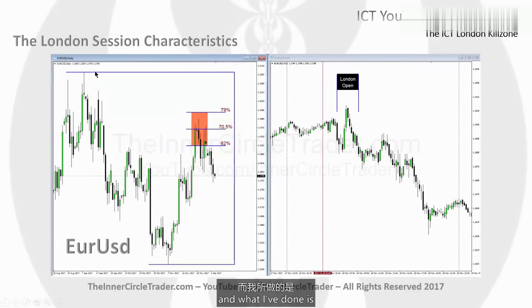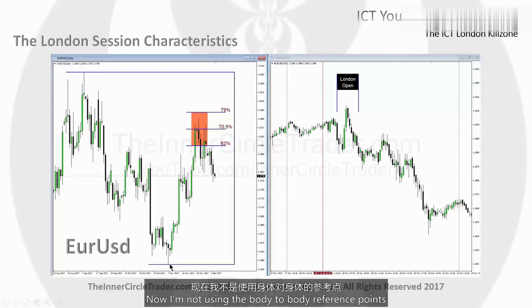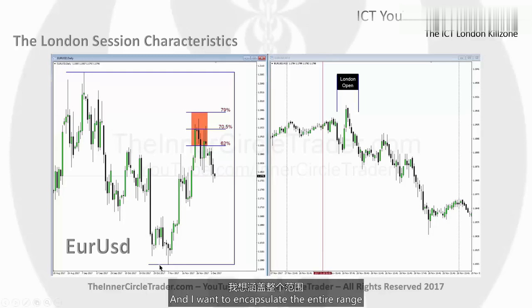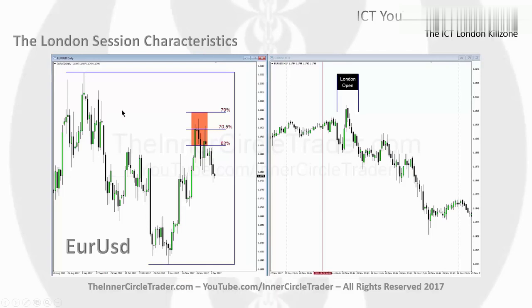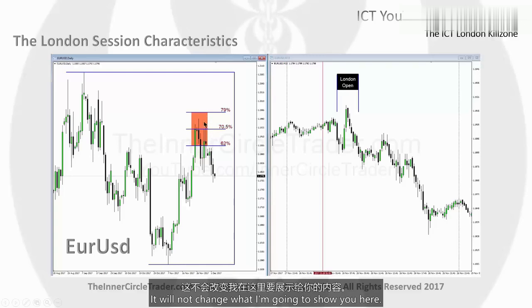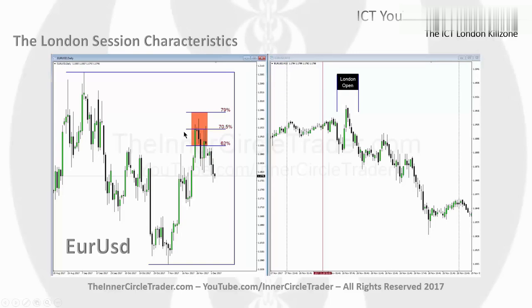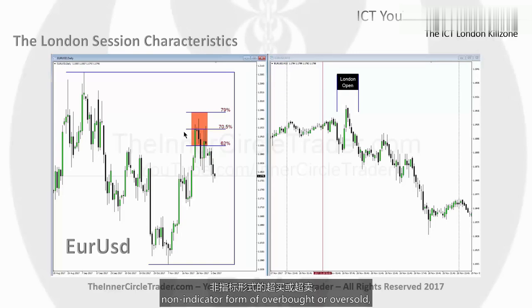Okay, and what I've done is, instead of putting the Fibonacci on the chart and cluttering it all up, I just basically drew a line indicating the high I'm using and the low I'm using. Now, I'm not using the body-to-body reference points because it's a daily time frame, and I want to encapsulate the entire range with the wicks included. It will not change what I'm going to show you here. So if you have your daily time frame on your euro dollar, you'll see that it will still take us up into optimal trade entry, which is basically a non-indicator form of overbought or oversold.